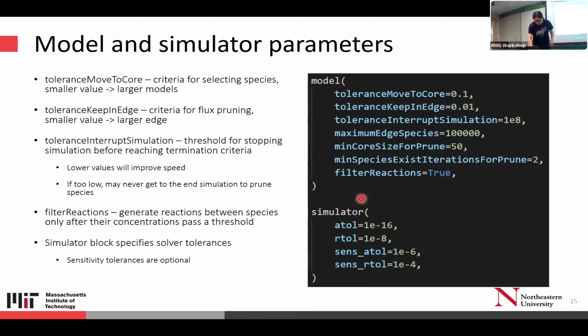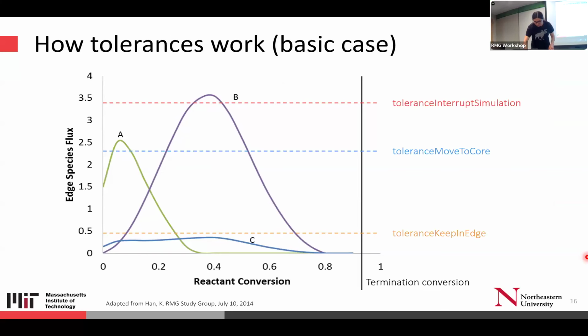Okay, and then after the model, there's also the simulator tolerances block where you can specify the absolute tolerance and the relative tolerance. There's also a tolerance for doing sensitivity analysis, which I will say should probably be removed, because we now do most of our sensitivity, or we encourage people to use RMS for the sensitivity. But we'll talk more about the simulator tolerances in the afternoon session with the simulator.